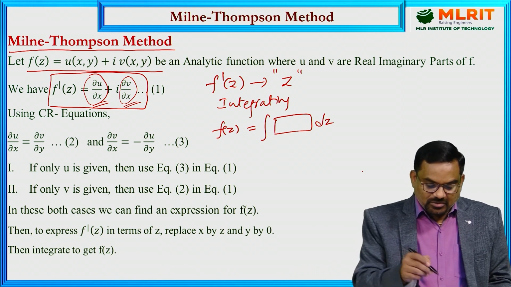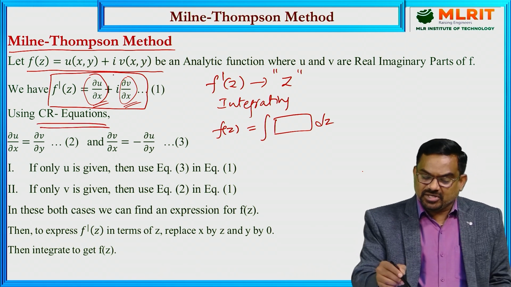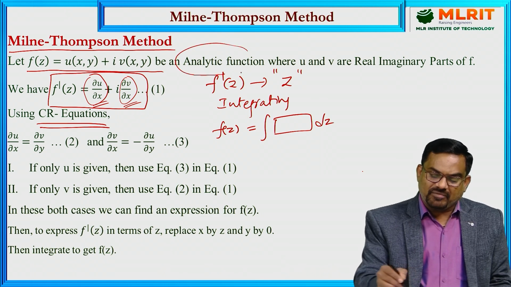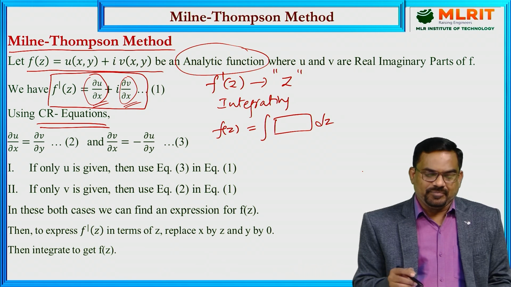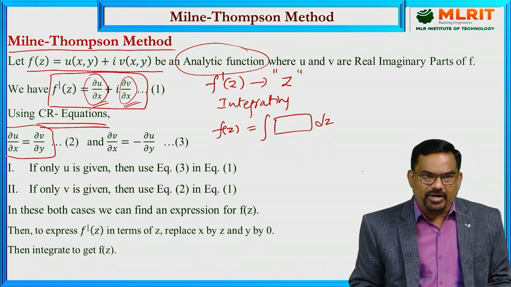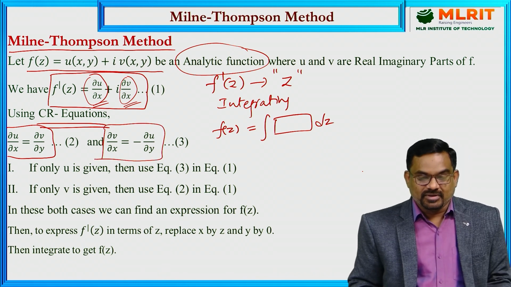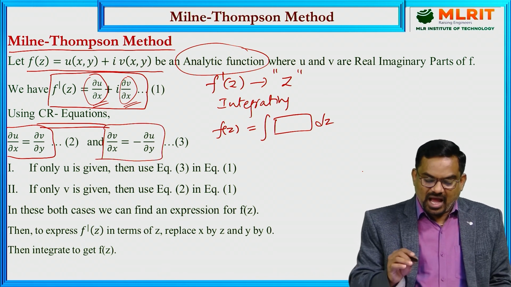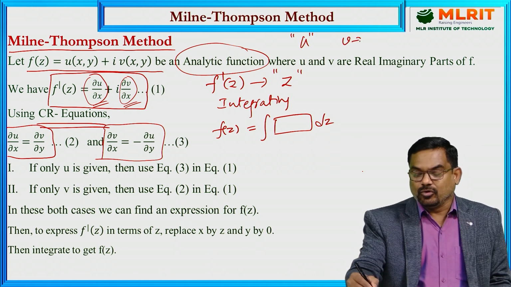Now, we have the CR equations. Our assumption is that this function f of z is analytic, so the CR conditions will be satisfied. Using those CR conditions, dou u by dou x equals dou v by dou y, and dou v by dou x is minus dou u by dou y. Now, for example, we have only u, the real part, and v is unknown.